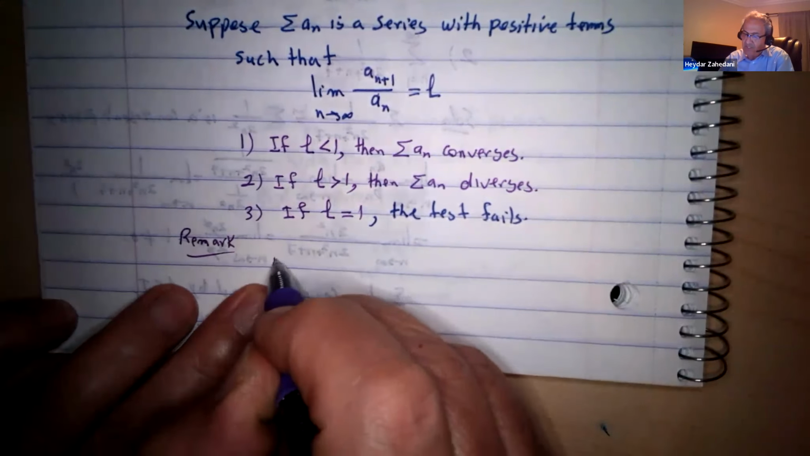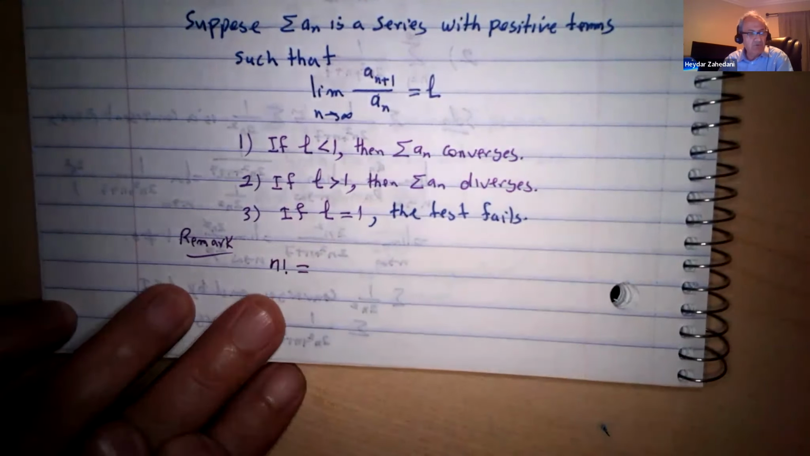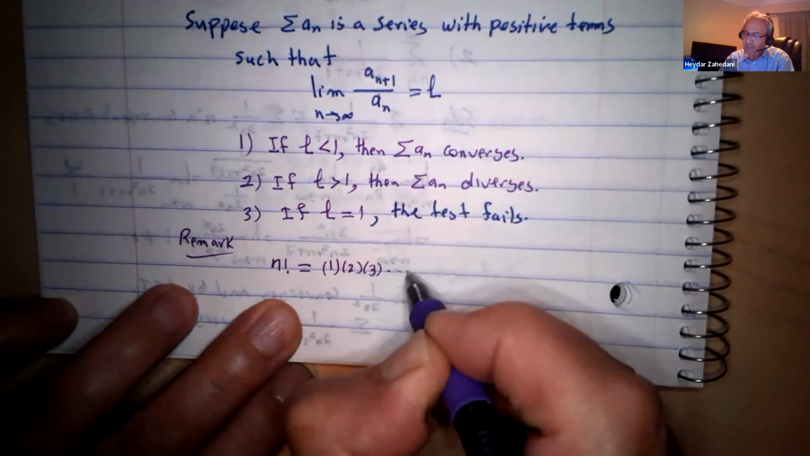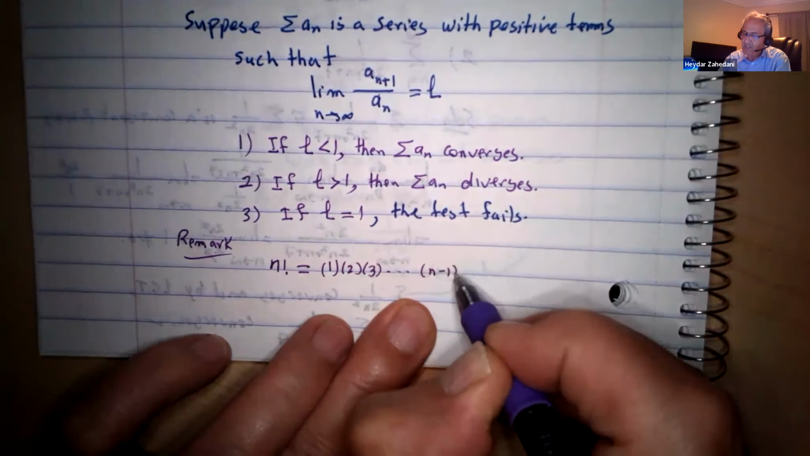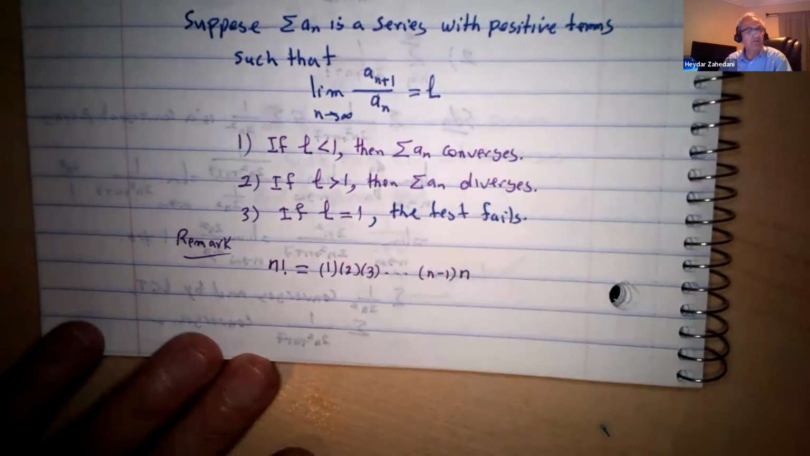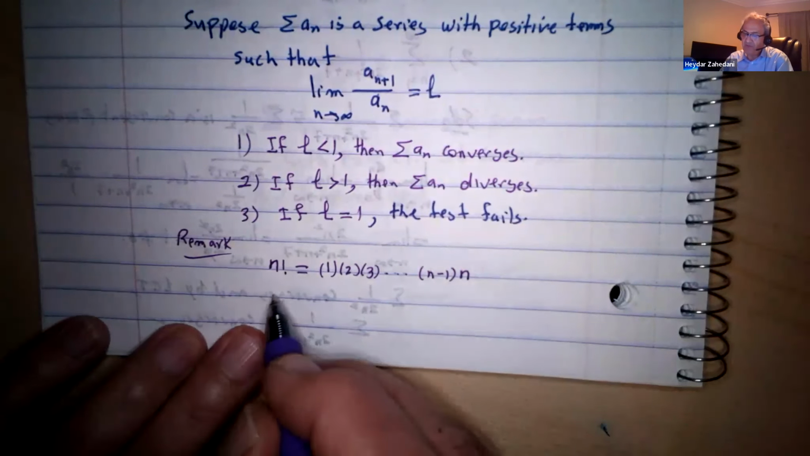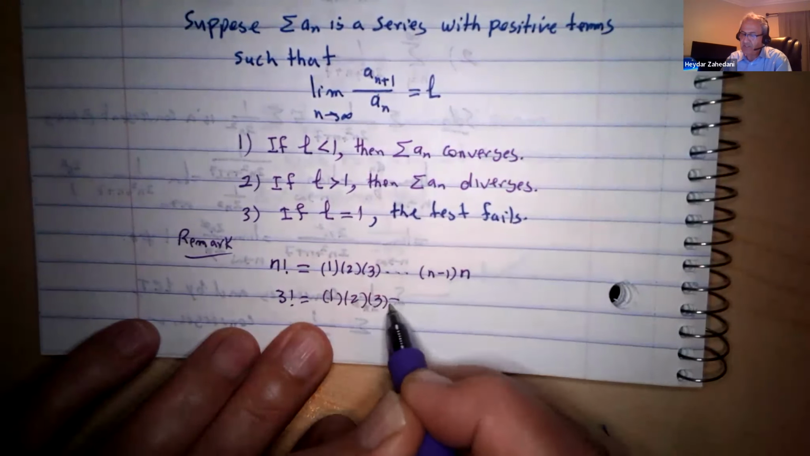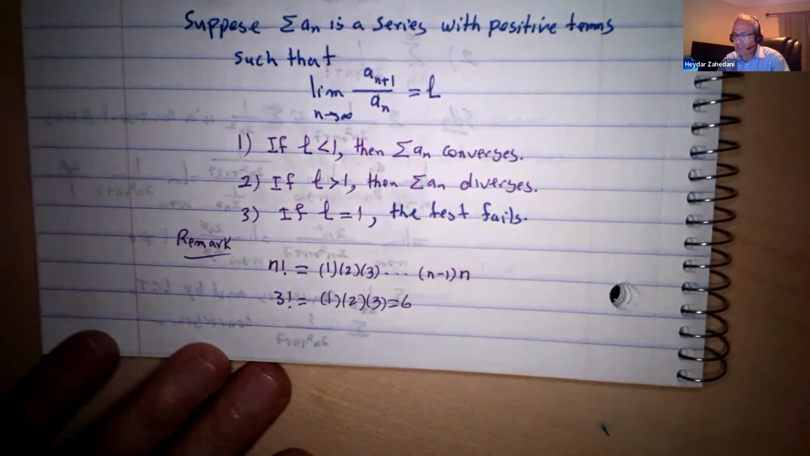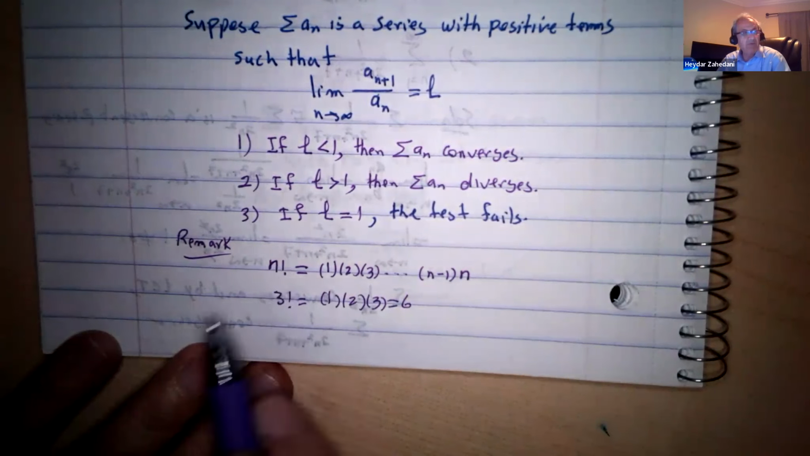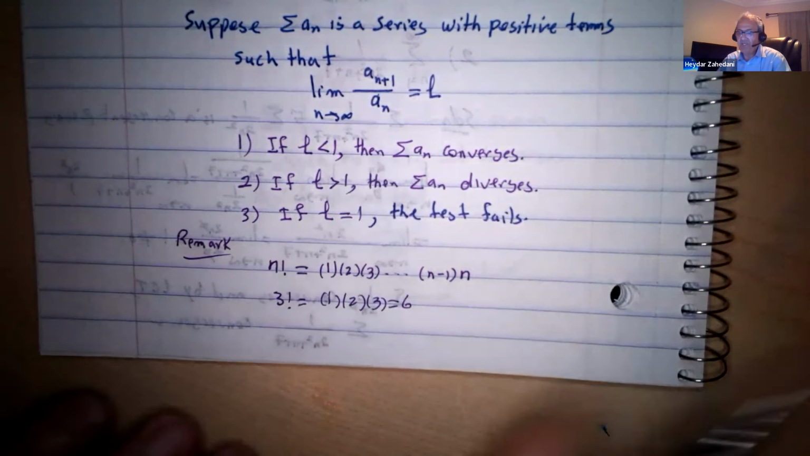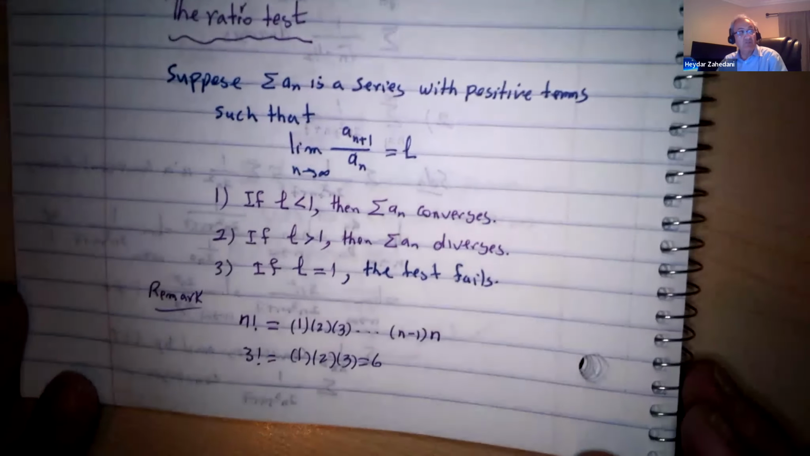n factorial is going to be the product of all numbers up to n. It is 1 times 2 times 3 times ... n minus 1 times n. That's n factorial. So for example, 3 factorial is going to be 1 times 2 times 3, which is 6. We already got this idea from calculus 1. So if you see this type of factorial terms, that's the best test to use. Okay, so let's give an example, the ratio test.